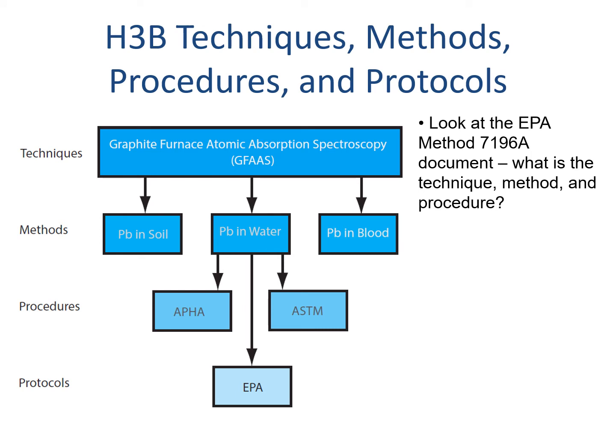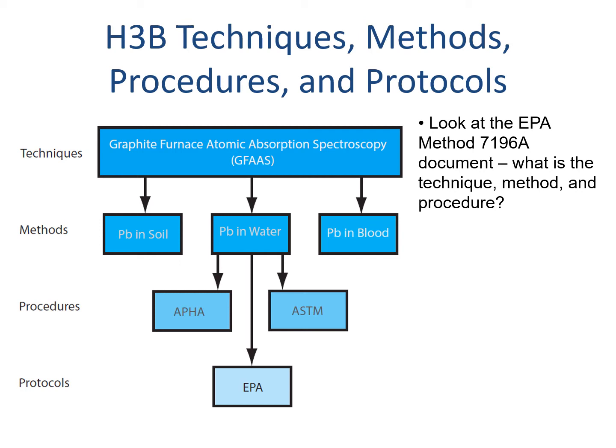A method is an application of a technique for a particular type of analysis. For example, we might have different methods for looking at different metals or in different media. Samples of lead may require pre-treatment with hydrides, for example, while samples with sodium would not. Or we might even look at lead from different media, like we see for the methods for lead in soil, lead in water, or lead in blood in the graph.